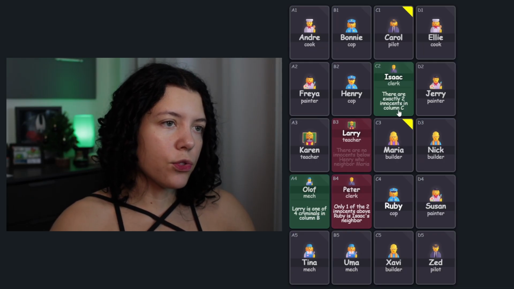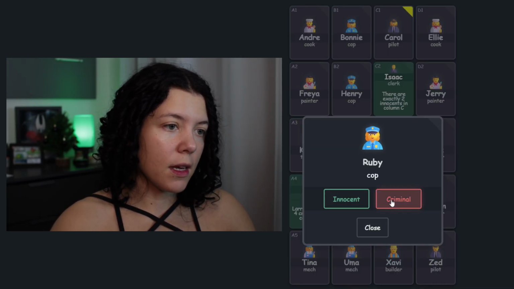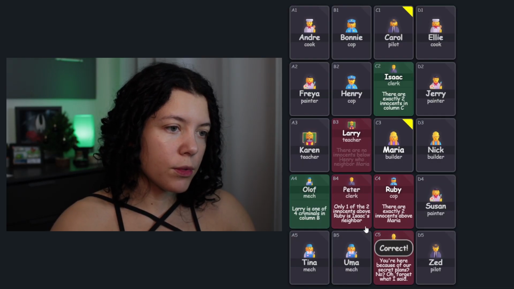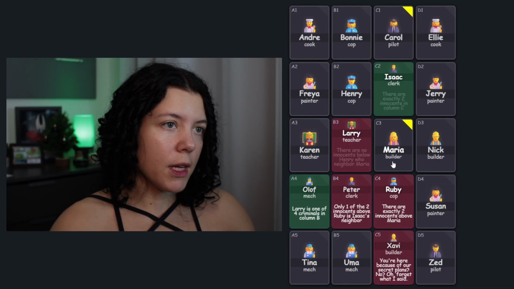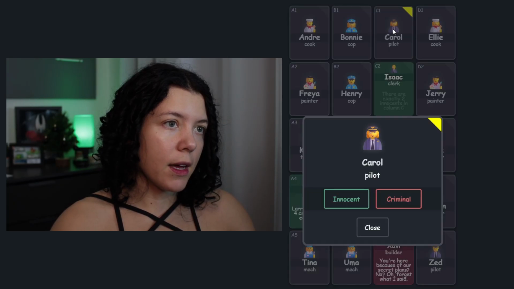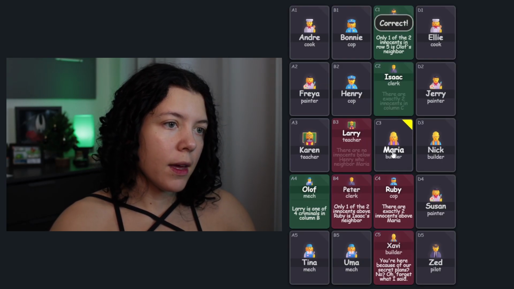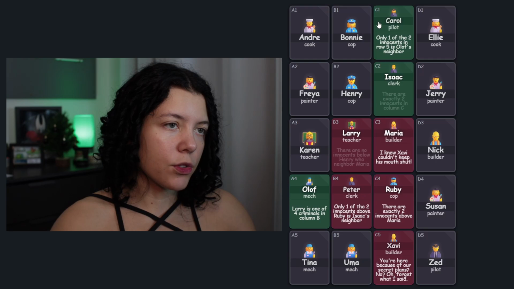And we know that those 2 innocents are Isaac and someone else here, so both Ruby and Xavier have to be criminals. And now Ruby tells us there are exactly 2 innocents above Maria, so we know that Carol and Isaac are those 2. And Maria is a criminal since there's only 2 innocents in column C.